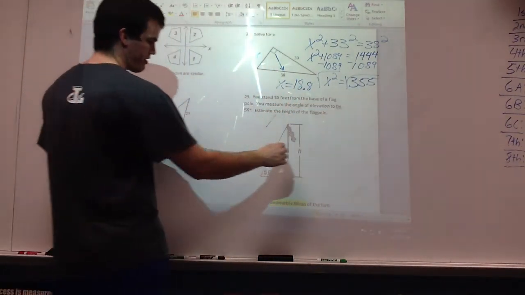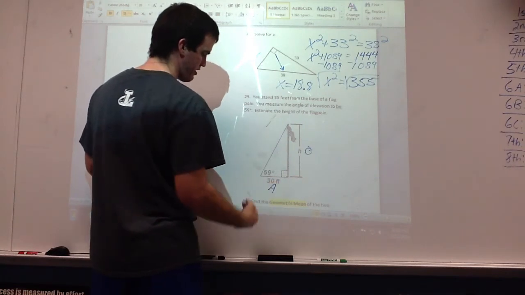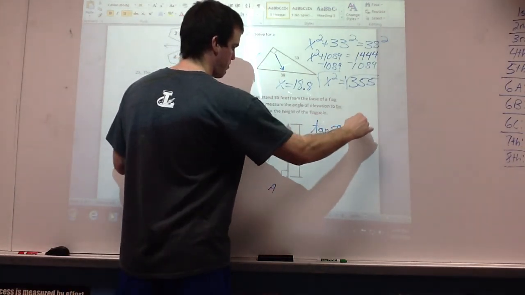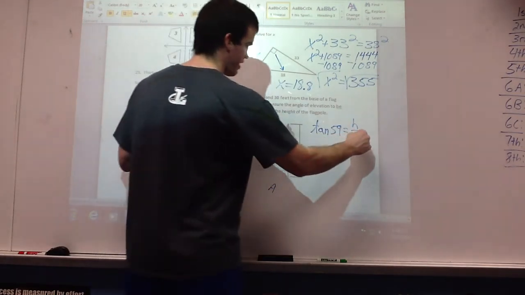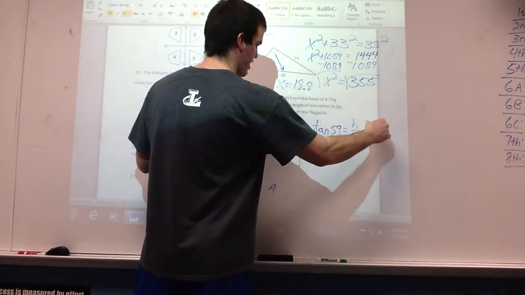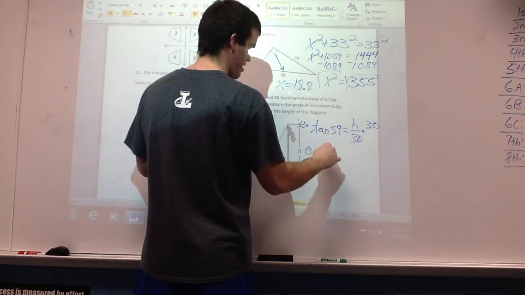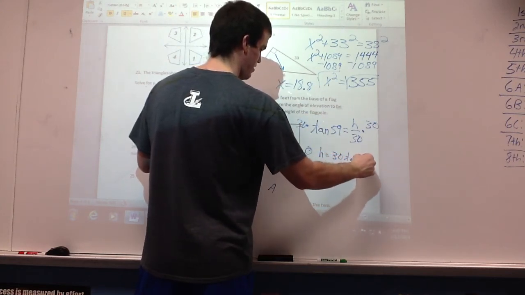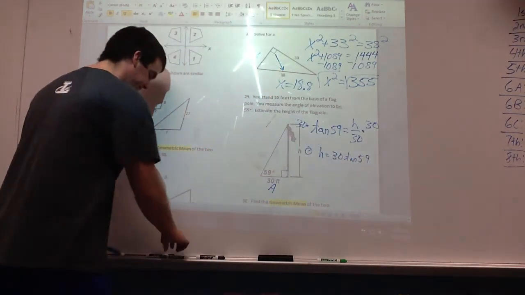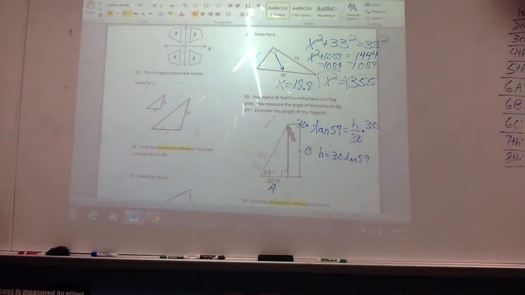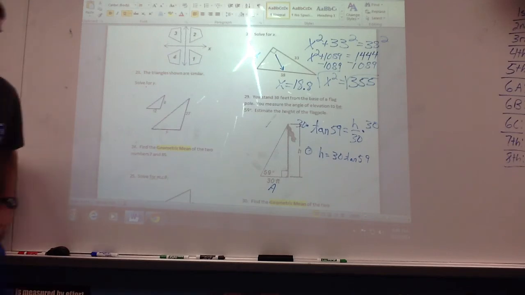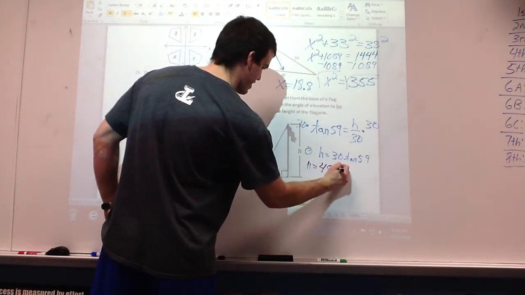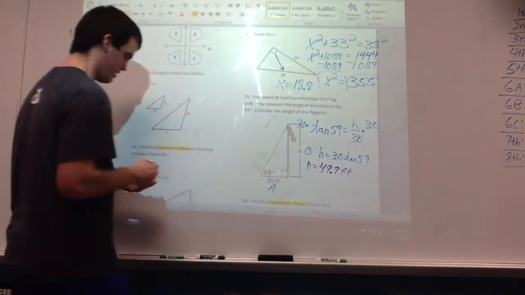Right, the next problem, here's my opposite and adjacent, so to solve, tangent 59 equals h over 30. Multiply both sides by 30. So h equals 30 times the tangent of 59. To solve, multiply all that out. So here h is going to equal 49.9 feet. If you rounded to 50 feet, that would be alright.